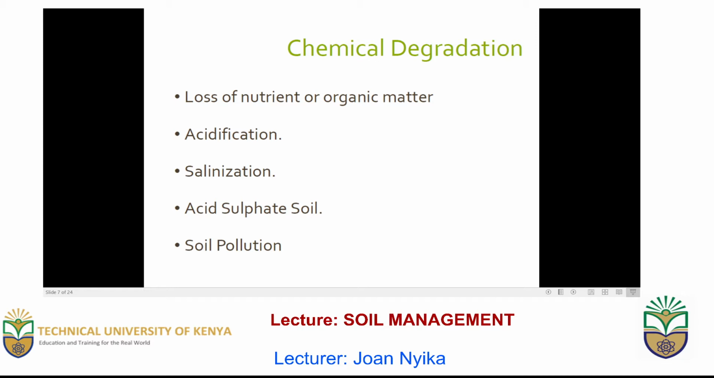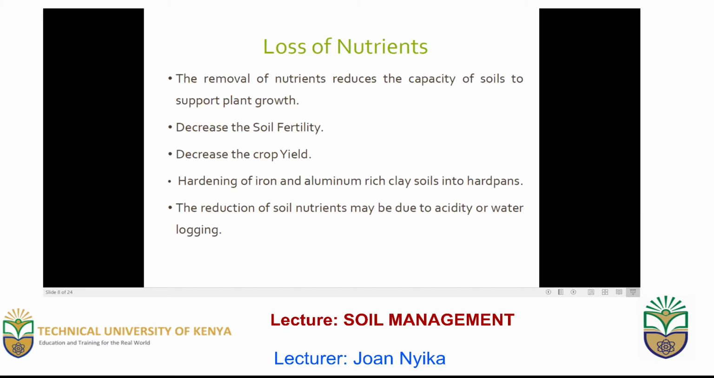There is also what we call acid sulfate soil, a kind of pollution that occurs in the soil, and overall, chemical degradation also refers to soil pollution. In our next classes, we'll be looking at acidification, salinization, and soil pollution. However, in this class, we are just going to introduce these in brief and understand what they are.